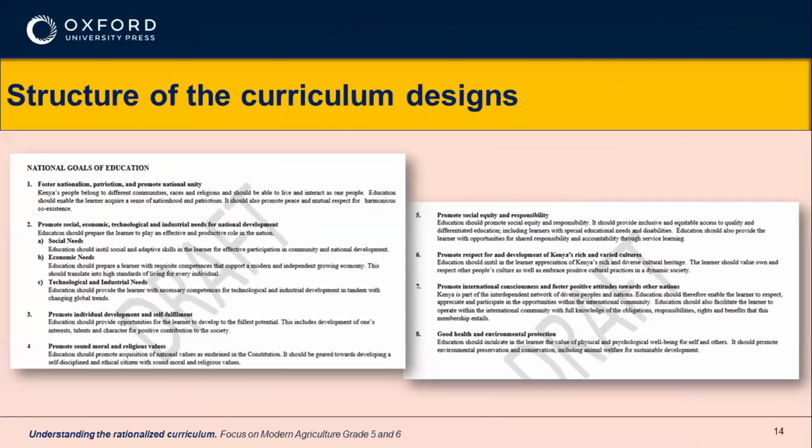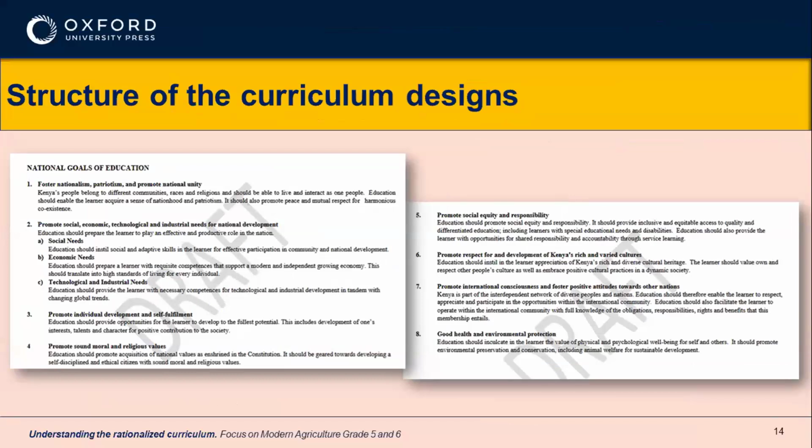Now, I've given some slides there. I hope they can be seen. When you look at the curriculum design, they normally have the 8 national goals of education. The first one is normally about national unity, patriotism, and nationalism. Then there is fostering and promoting socio-economic, technological and industrial development.